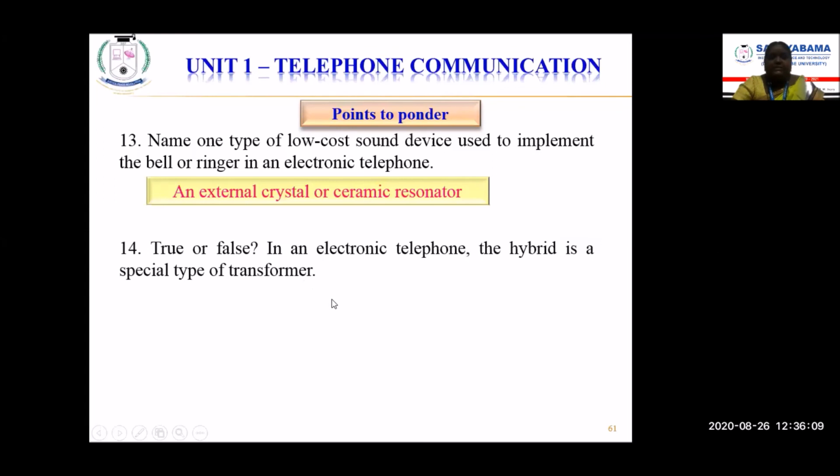Say true or false. In an electronic telephone, the hybrid is a special type of transformer. Most of you are familiar with this. Let's see the answer. It is going to be true. It is a special type of transformer that will be converting the 4-wire line to the 2-wire line. Very good. Most of you would answer this. Everyone would answer. Somebody is waiting.